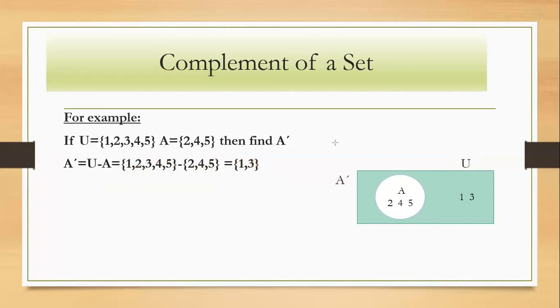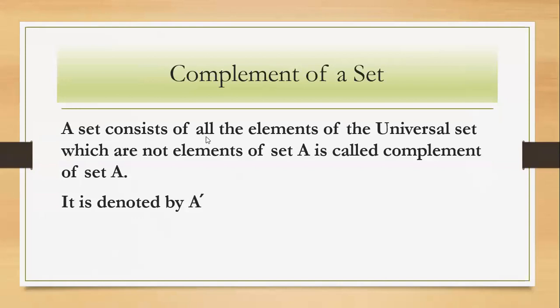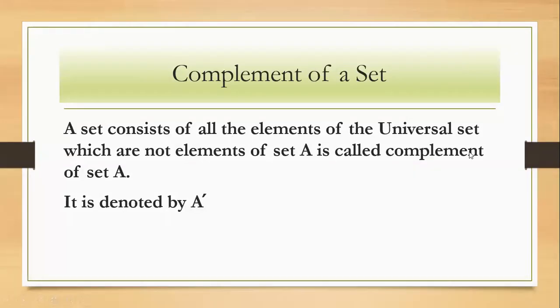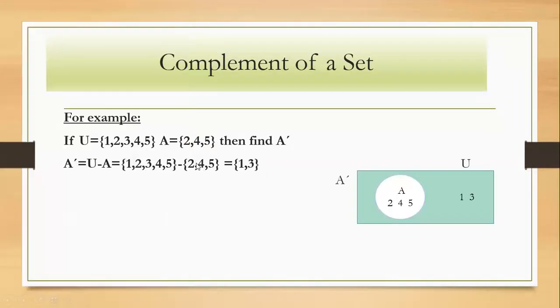This is all about the complement of a set. Now, how can you define the complement of a set? Let's check again. A set consisting of all the elements of the universal set which are not the elements of set A. Here you can see that the answer contains the elements which belong to set U, not to set A. Okay?